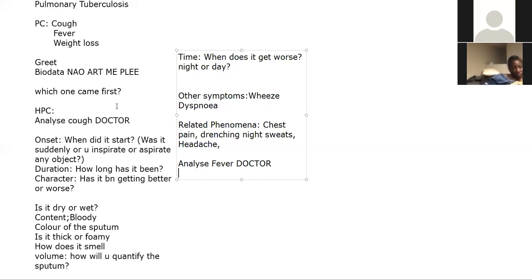So let's analyze fever. The first thing, we're also going to use the same thing, onset. You want to ask about the onset of the fever. When did it start? Then after onset, you also want to ask about the duration. The same thing. How long has it been? The funny thing about all this clerking is they have the same pattern. Doctor, only when it's pain do you use another acronym called SOCRATES. You know about SOCRATES, you remember?